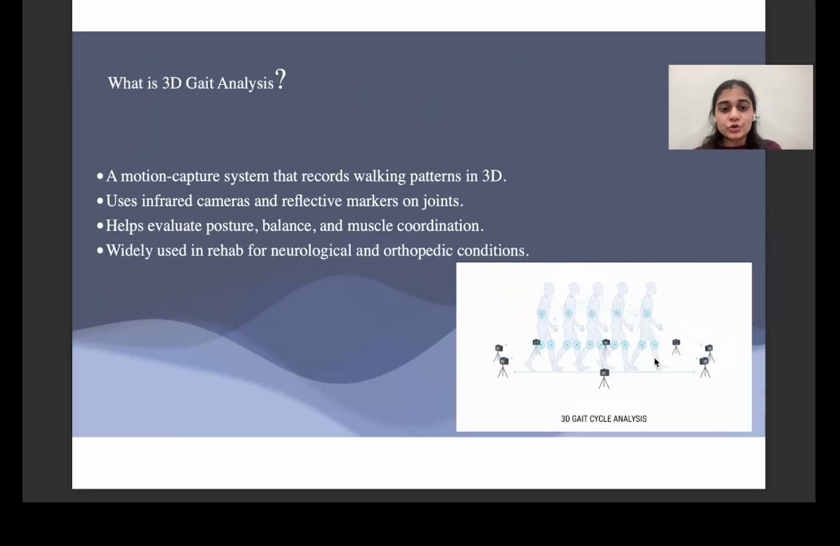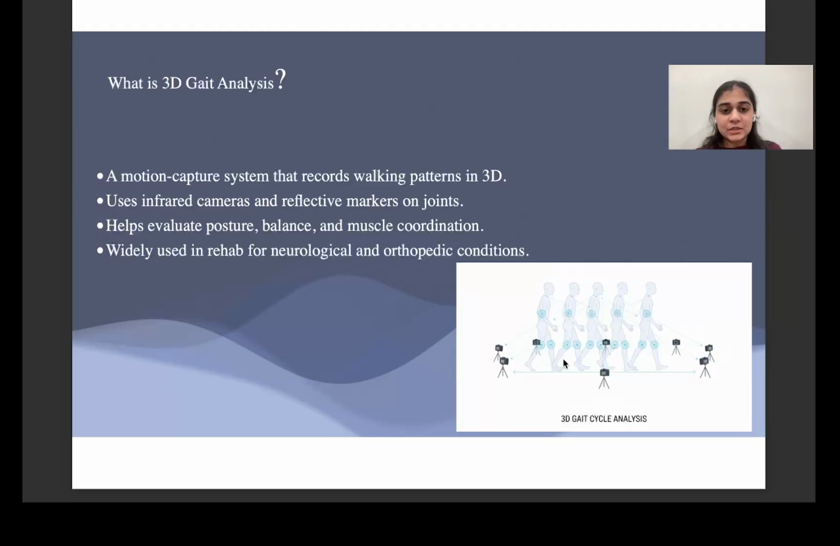So it's a motion capture technology that analyzes how a person runs or walks. Like you can see here, using infrared cameras, reflective markers, and force plates, it gives a very detailed 3D image of joint angles, stride length, pattern, and muscle activity, which can't be seen through a human eye.